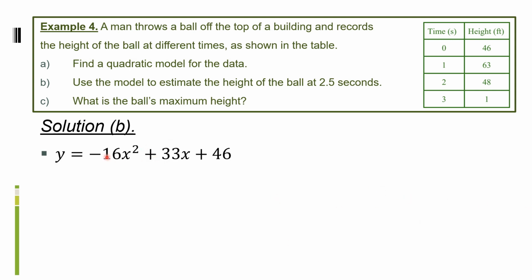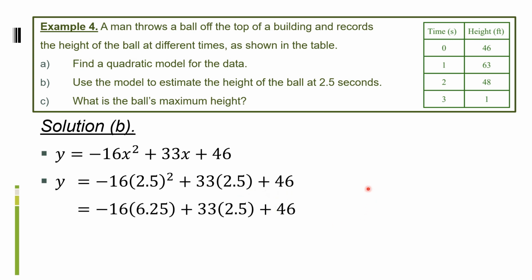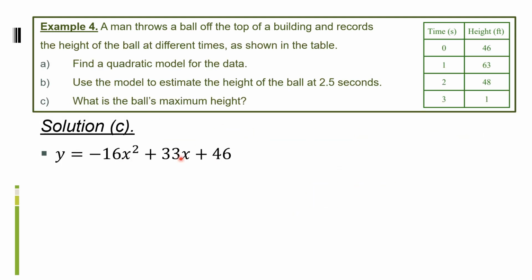To answer letter B, since we know now the quadratic model, then we can plug in 2.5 seconds into x to find y, which is the height. Y equals negative 16 times 2.5 squared plus 33 times 2.5 plus 46, or that is negative 16 times 6.25 plus 33 times 2.5 plus 46, or negative 100 plus 82.5 plus 46, that is 28.5 feet.